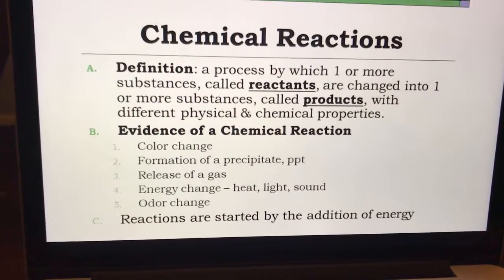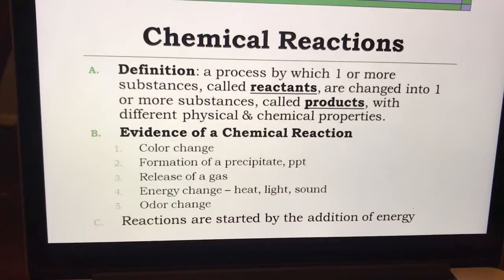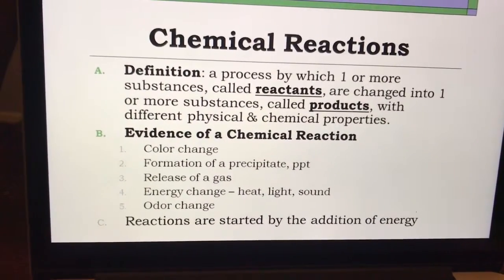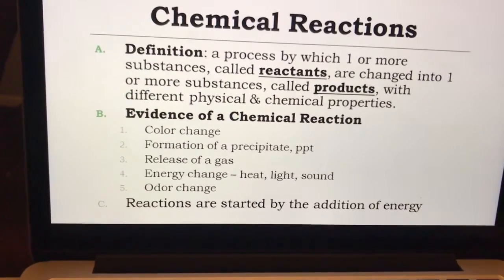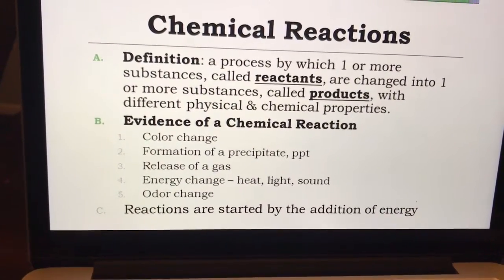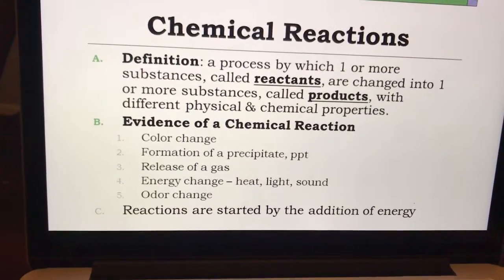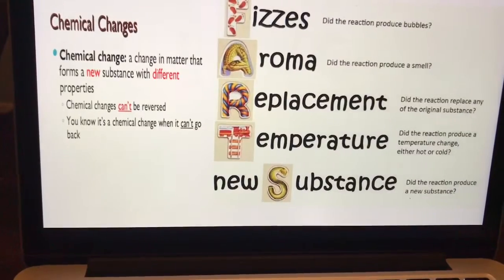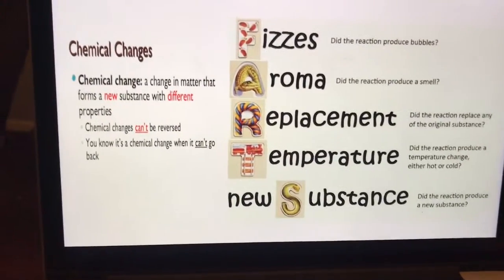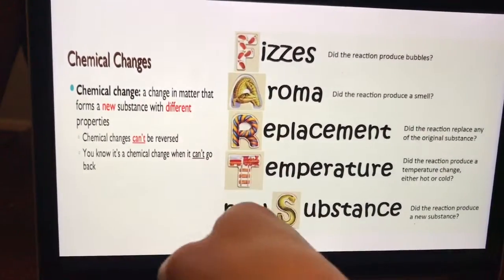So a change in color, a formation of a precipitate, and remember, a precipitate is when 2 liquids mix together and make a solid. A release of gas, we did a definition for bubbles. An energy change, so heat, light, or sound, or an odor change. So some really good acronym to help you remember these is the acronym FARTS.